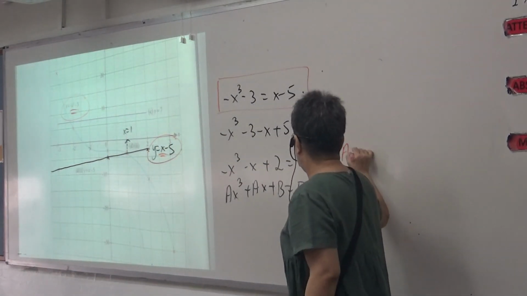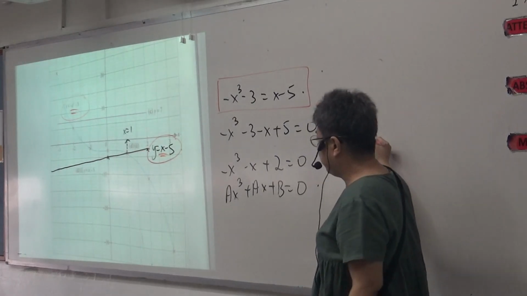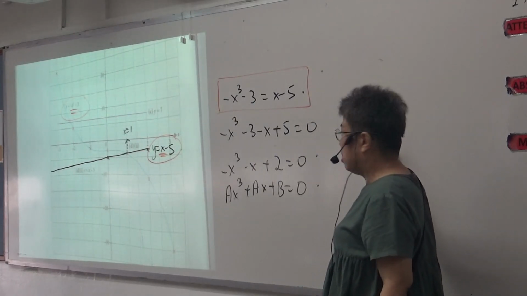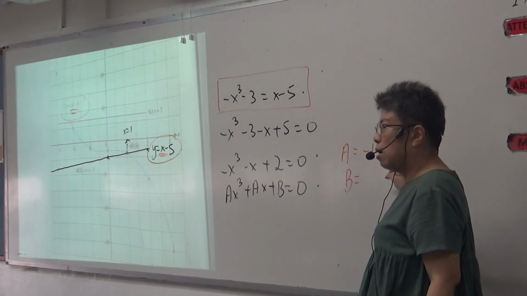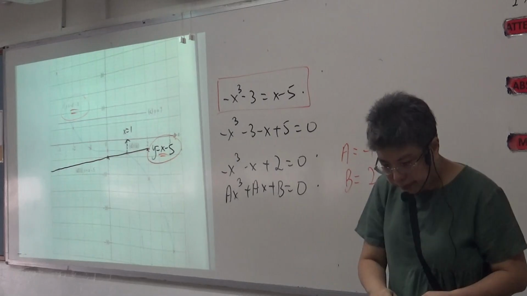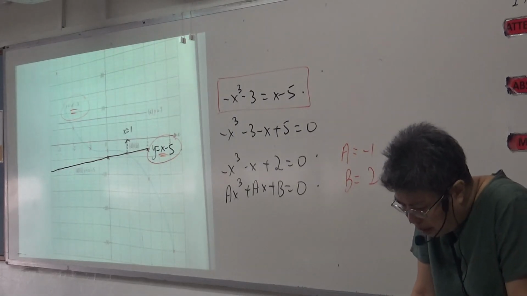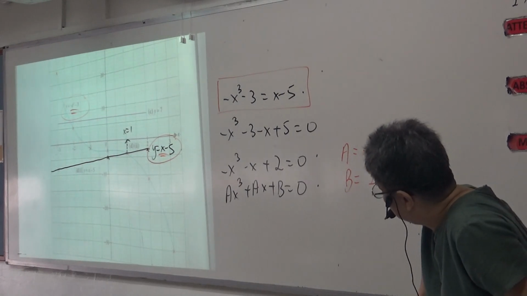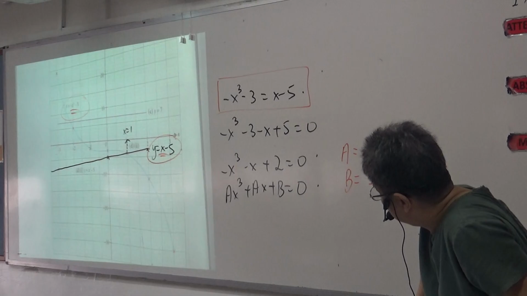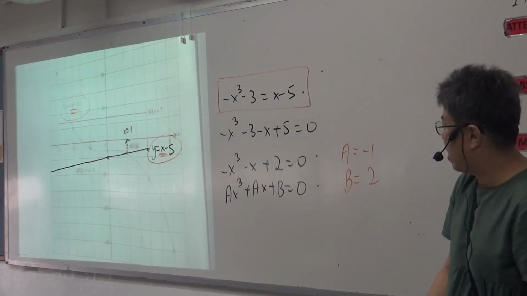Now you compare. What's my A? Focus. After we do transfer operation, it should be very good. After I compare, what's my A? Negative 1, very good. What is my B? B is 2. Did I do wrongly? Correct. I know why I did wrongly.